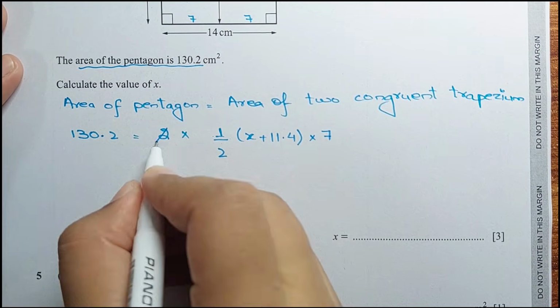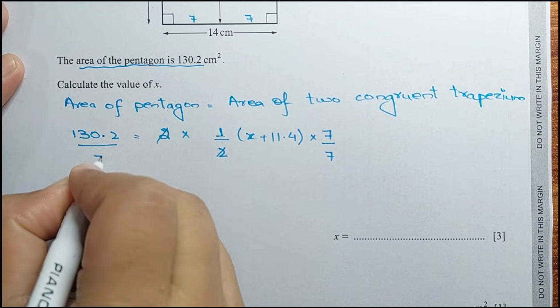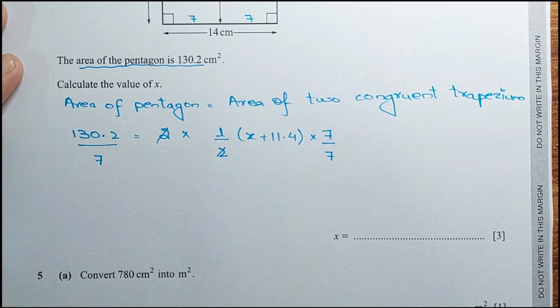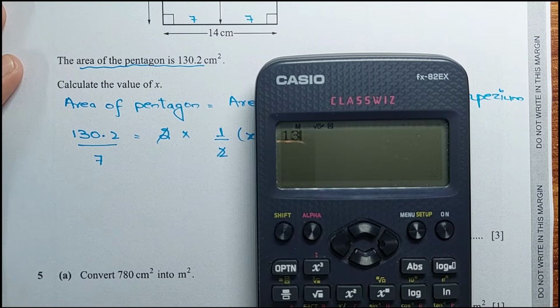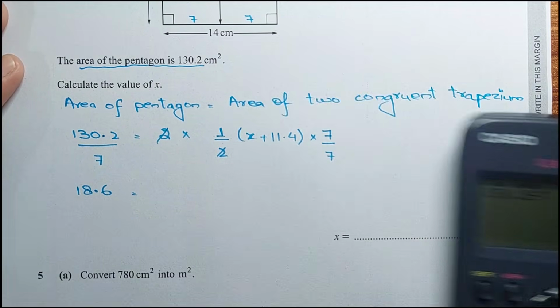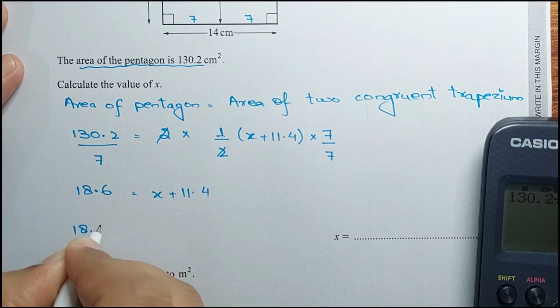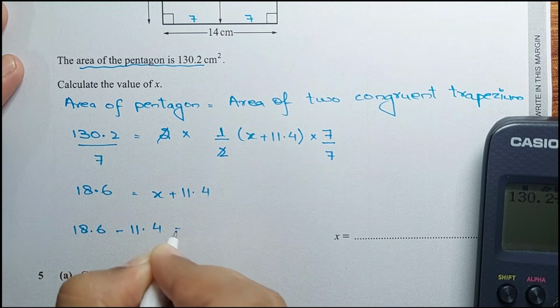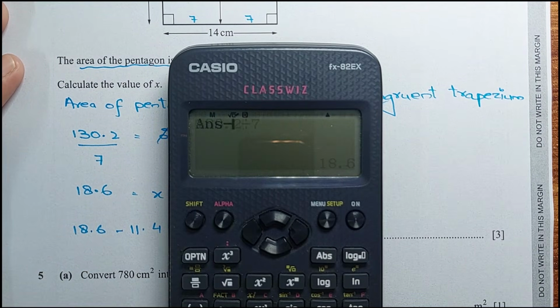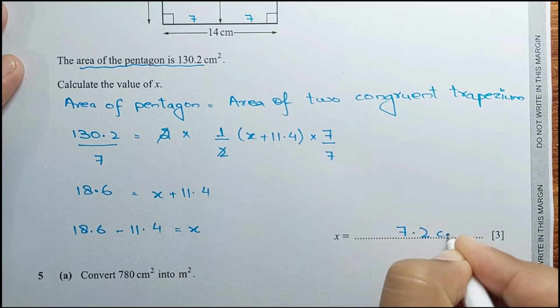Okay, so this 2 is cancelled out with the 2. Dividing both sides by 7, we can say 130.2 divided by 7 is 18.6. This is equal to x plus 11.4. So from 18.6 subtract 11.4, this is your x. 7.2 is the value of x, in centimeters.